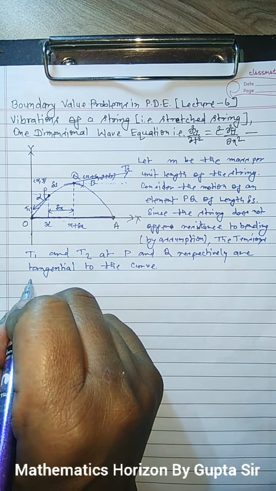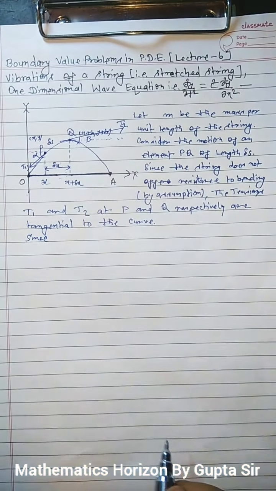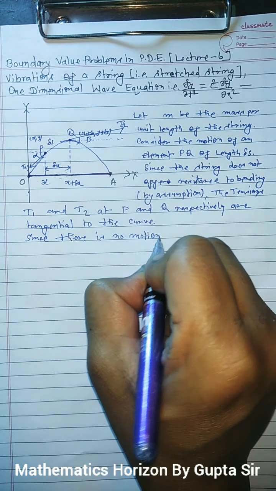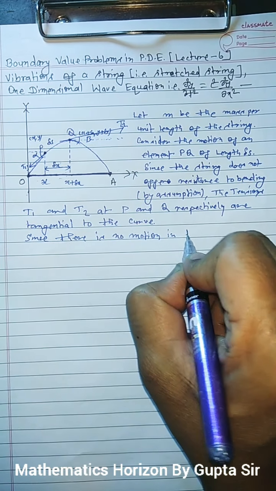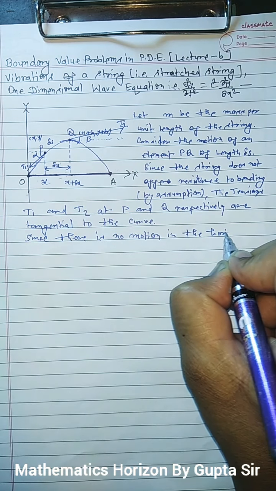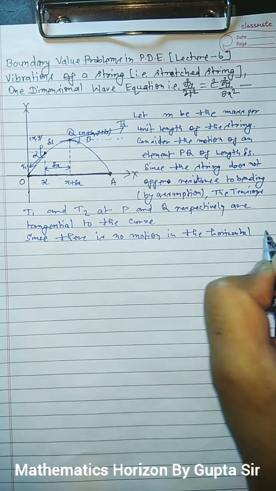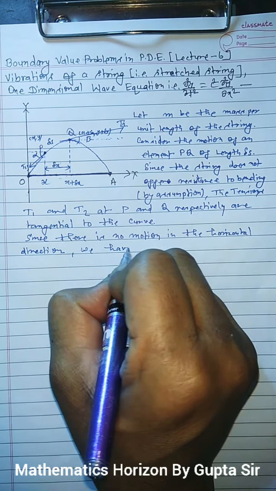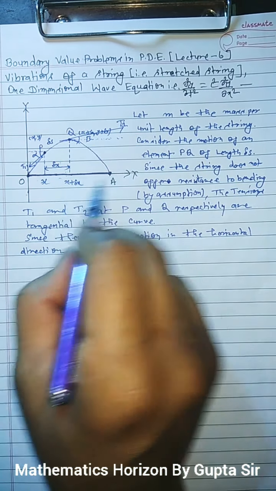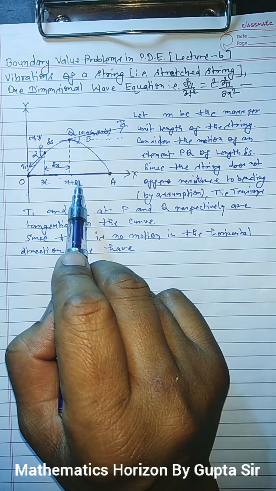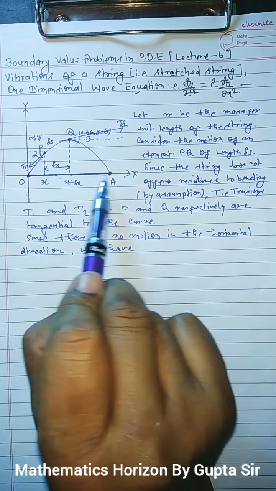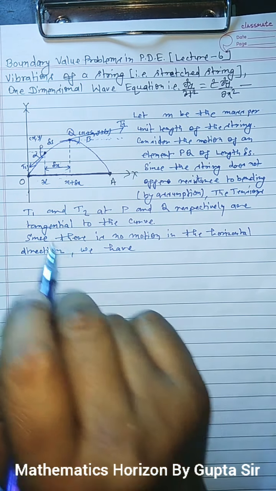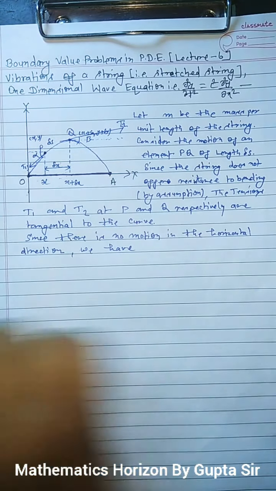Since there is no motion in the horizontal direction, we have no motion in the horizontal direction, because initially the string is in equilibrium position OA, and there is no motion in the horizontal direction, because motion is only in the vertical direction, not like this.